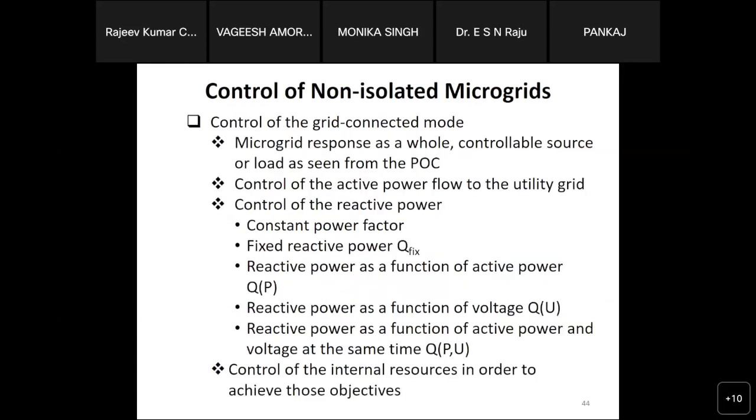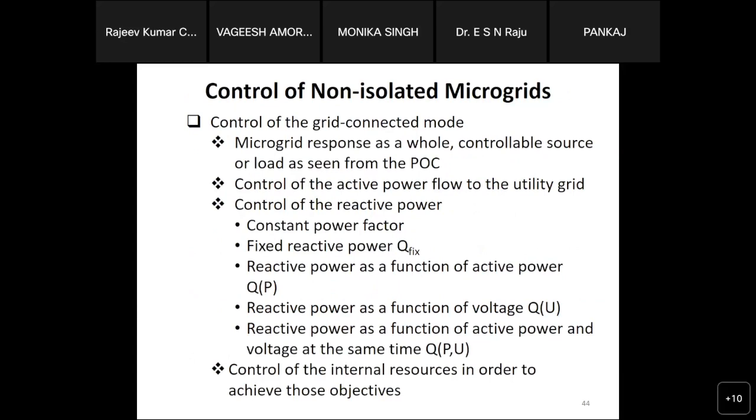So this is the control of the non-isolated microgrid. When we see the grid control mode of operation, as I mentioned, you have to control the active power as well as the reactive power. The microgrid will be acting as a single source or a single load. When we see it from the point of common coupling, for the control of the active power, we simply have to control the active power flow to the utility grid.